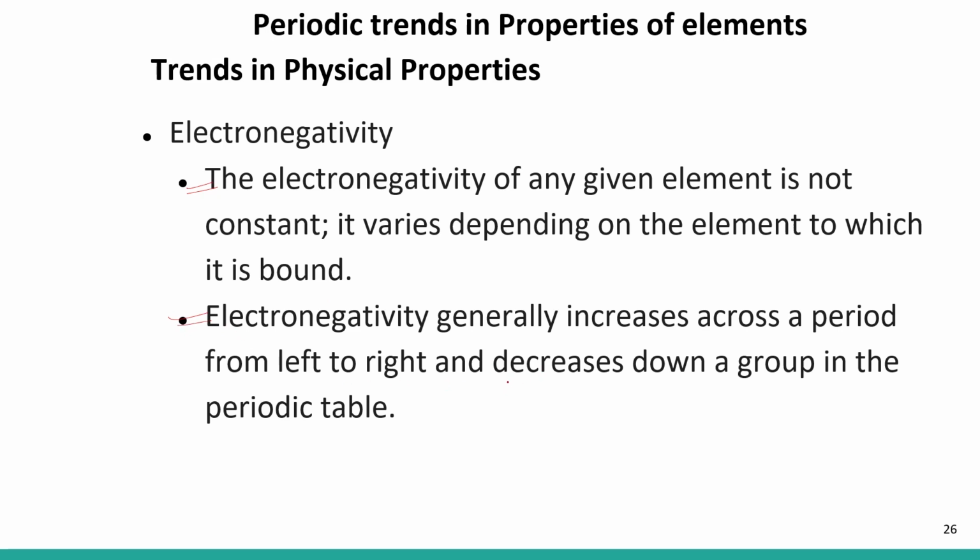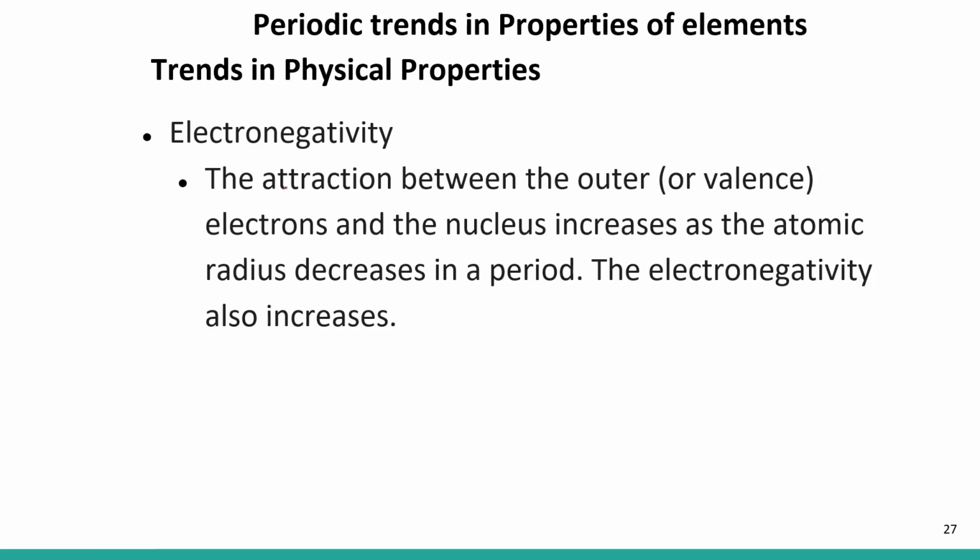But in a general sense, moving across a period, electronegativity increases, and if we move down the group of the periodic table, it decreases. The reasons are the same as those for electron gain enthalpy, due to the increased radii. The attraction between the outer shell electron and the nucleus decreases as the atomic radii increases. As we move across a period, the radius goes on decreasing and the distance between the nucleus and the outermost shell goes on decreasing, due to which the incoming electron is accepted easily. So the tendency will increase and hence the electronegativity will also increase.